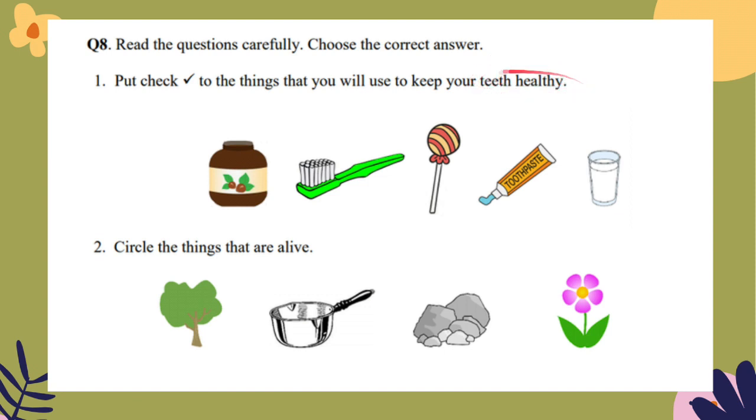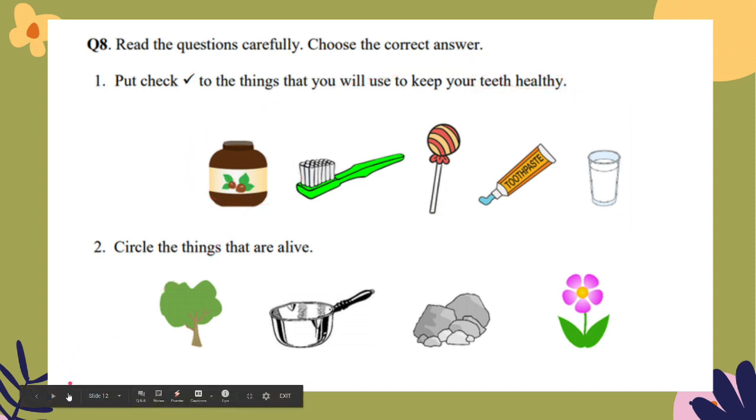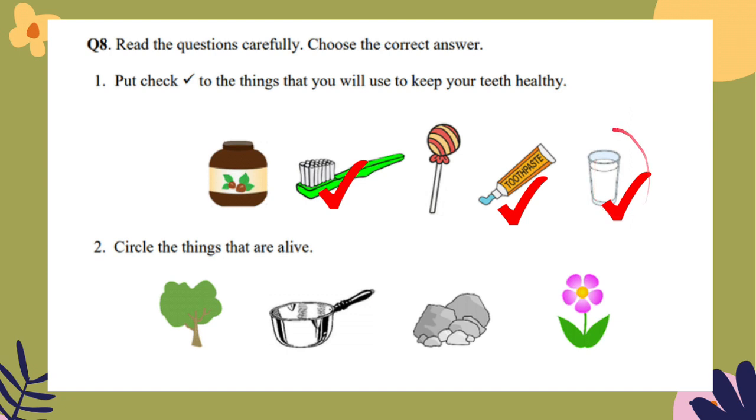So we need a toothbrush, toothpaste, and a glass of milk. Remember, milk is very healthy. It keeps our bones and teeth strong. And this choco jam and lollipop, they cause tooth decay, so we will not choose those.